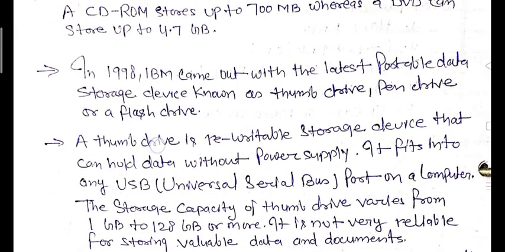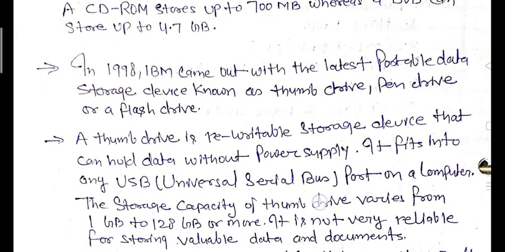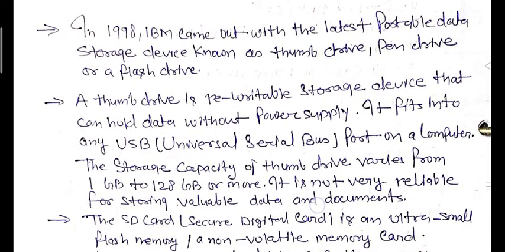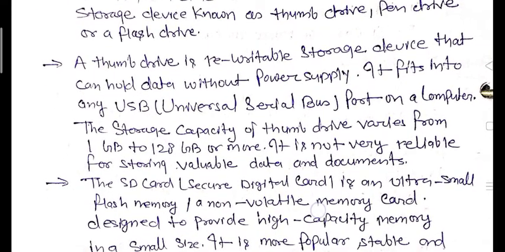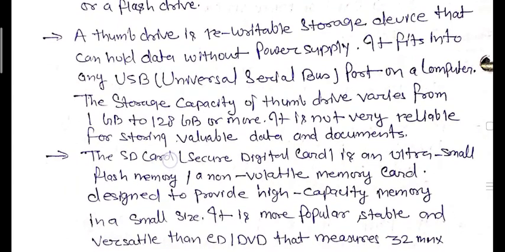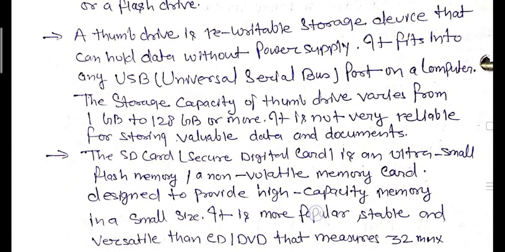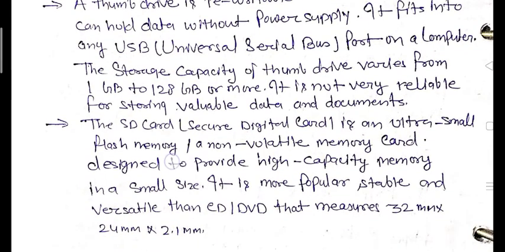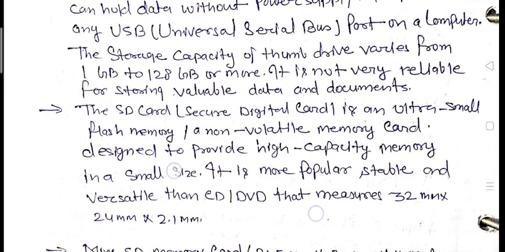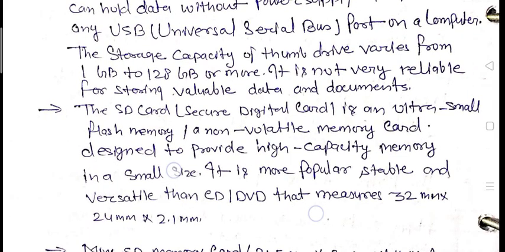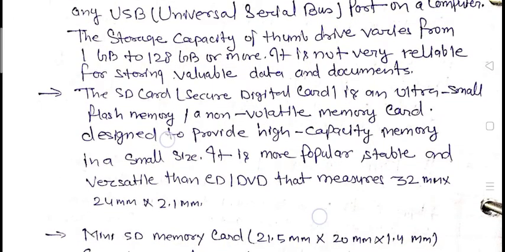In 1998, IBM came out with the latest portable data storage device known as the thumb drive, pen drive, or flash drive. A thumb drive is a rewritable storage device that can hold data without power supply. It fits into any USB (Universal Serial Bus) port on a computer. The storage capacity of a thumb drive varies from 1 GB to 128 GB or more. It is not very reliable for storing valuable data and documents.